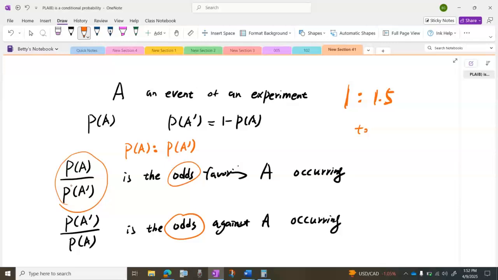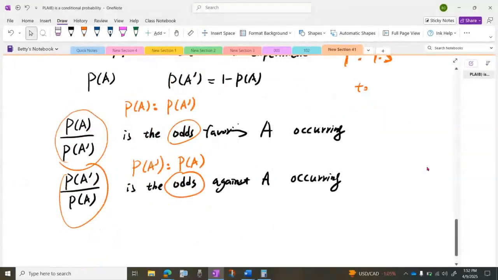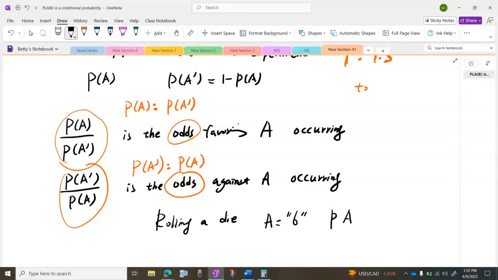And the odds against would be P of A prime to P of A. For example, a simple example, rolling a die. Let's say the rule of the game is you win if you get the number 6, right? So let's say A is getting the number 6. Then P of A would be 1 over 6, we know that. Then the complement would have chance 5 over 6. Not winning would be 5 over 6, right?